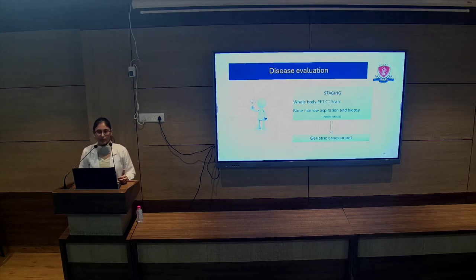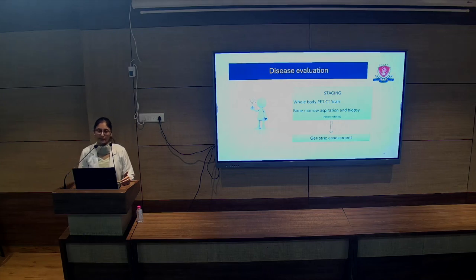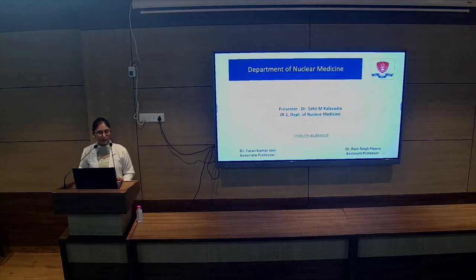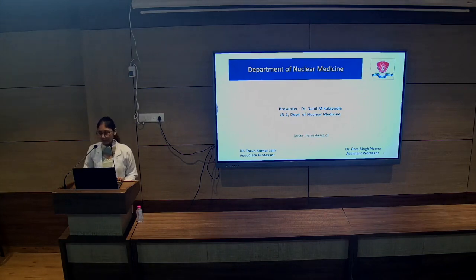Number 1 is the staging. We have to see the staging of the disease. For the staging, we have to do a PET CT scan and bone marrow aspiration and biopsy. The other thing is, as she is an elderly patient, an 80-year-old female, we have to do a geriatric assessment, to see whether she will be able to tolerate the therapy and whether we can start the treatment. For the PET CT report, she underwent the PET scan. For this, I would like to call upon Dr. Sahil to tell the findings.